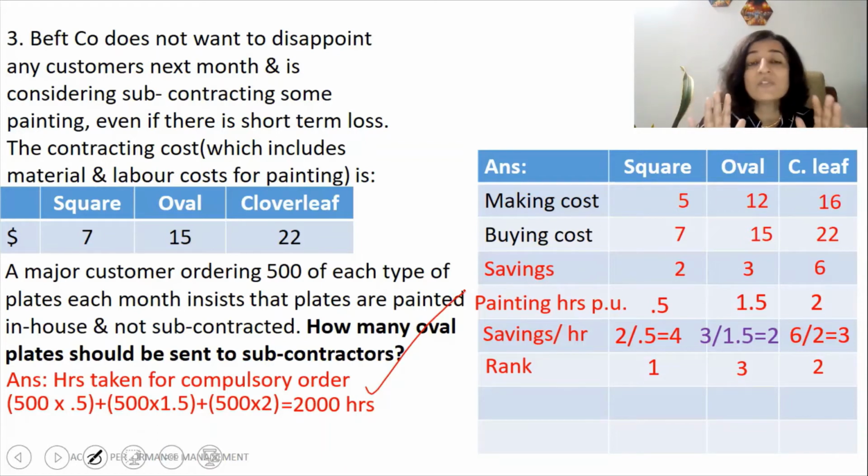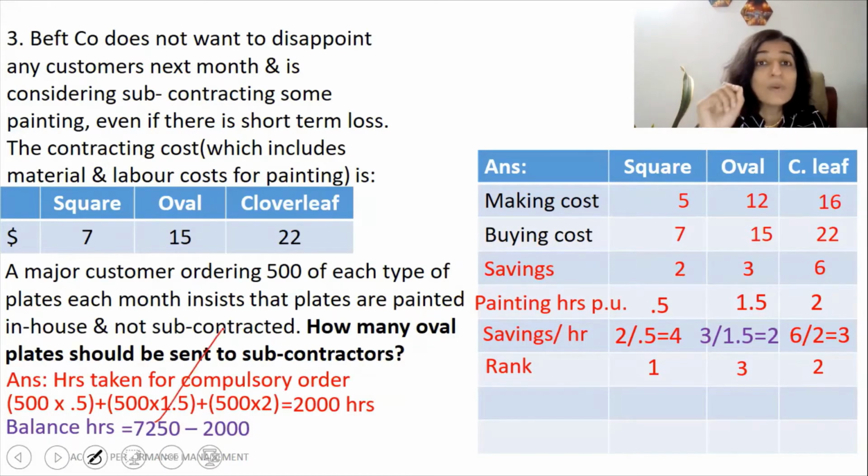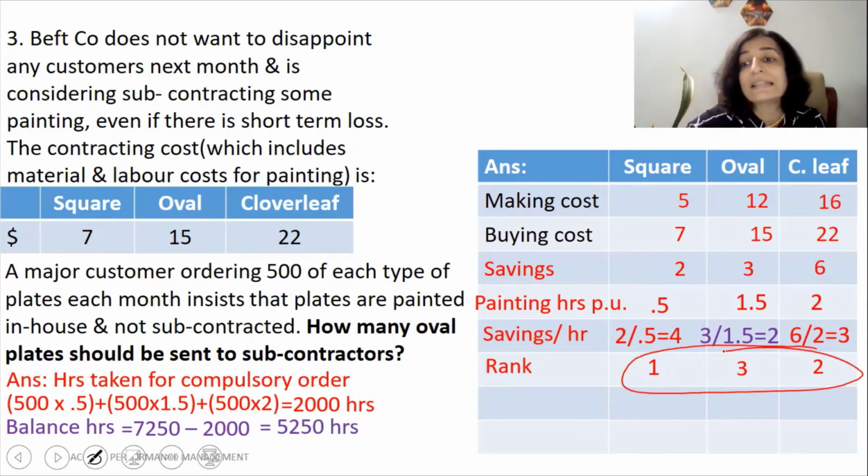In the question, they have specified that the painting hours is limited to 7,250 hours. Now already 2000 hours are gone. So what is the balance hours left? Balance hours is 7,250, which is the total painting hours given in the question, minus 2000 hours for the compulsory order. So now we are left with just 5,250 hours. Now we will start the painting based on this rank.